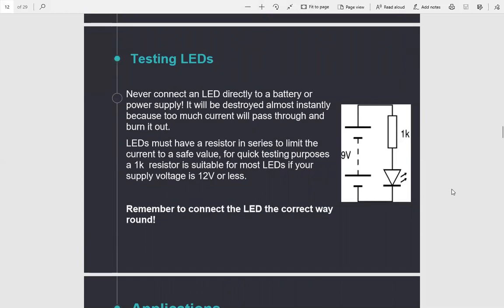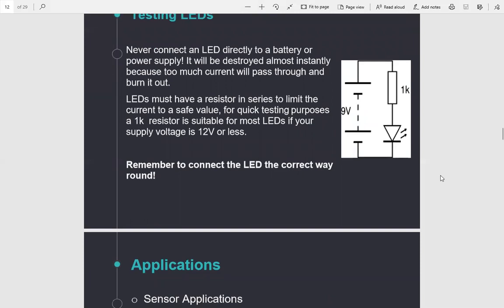Testing LEDs. Never connect an LED directly to a battery or power supply. It will be destroyed almost instantly because too much current will pass through and burn it out. LEDs must have a resistor in series to limit the current to a safe value. For quick testing purposes, a 1 kilo ohm resistor is suitable for most LEDs if your supply voltage is 12 volt or less. The connection is shown in the diagram.